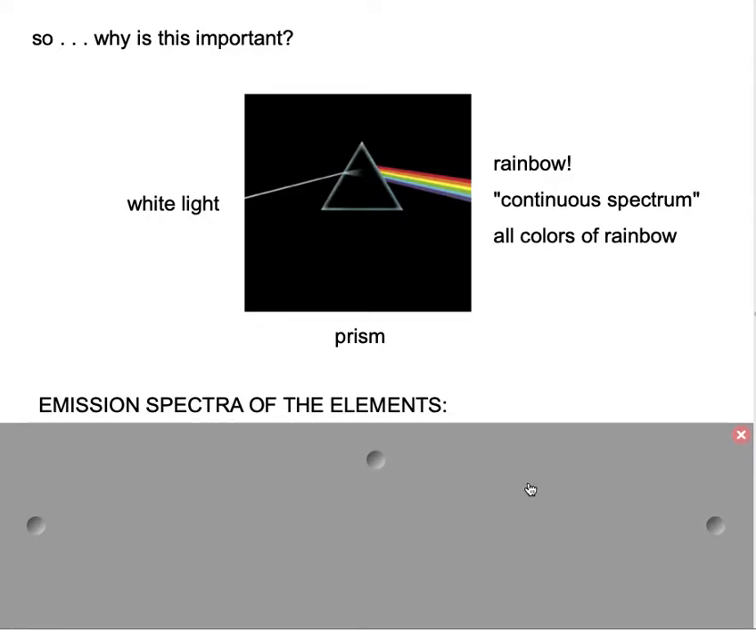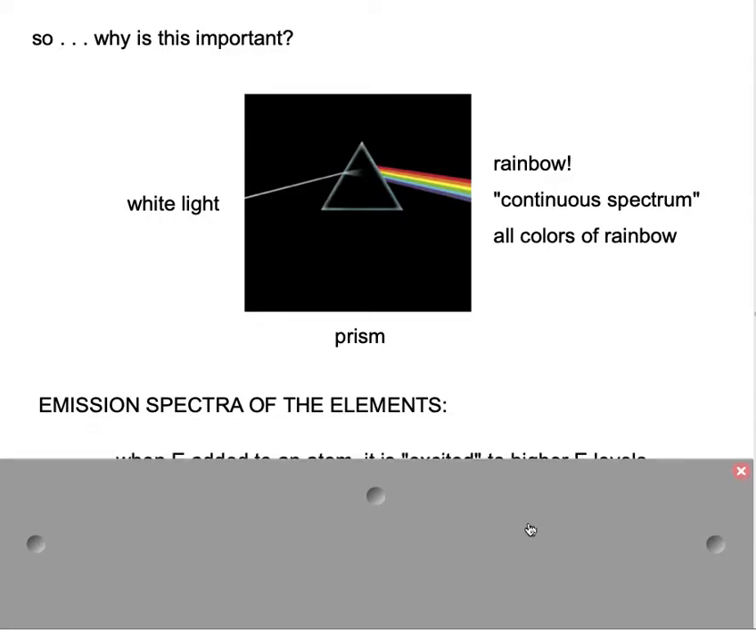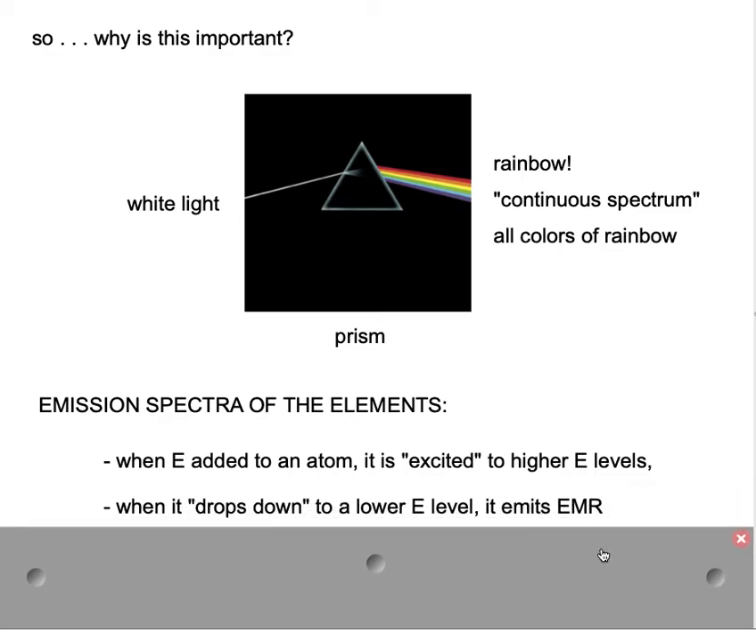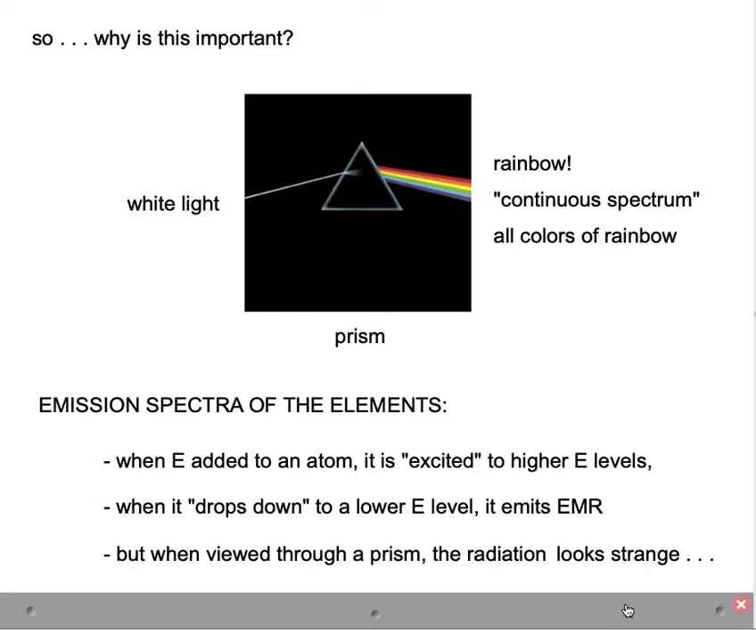Now, here's something strange. When energy is added to an atom of an element, the atom is excited to higher energy levels, but when the atom drops back down to a lower energy level, it emits electromagnetic radiation. But when we look at that electromagnetic radiation through a prism, things look very strange. And on the next slide, I'm going to describe to you what happens.